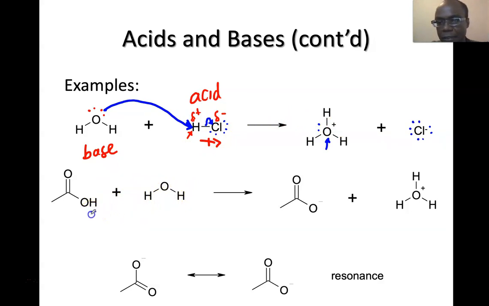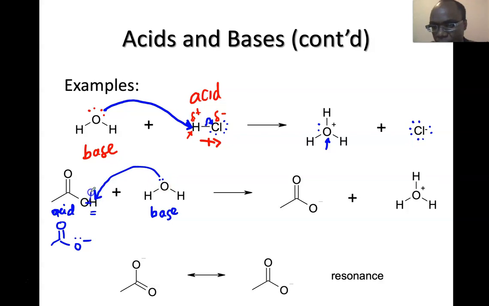I would say this is the most acidic, because once I lose it, I'm gonna get a conjugate anion which is resonance stabilized. So this will play the role of the acid. That's how you know which is the acid, which is the base. And this will play the role of the Bronsted-Lowry base, which means this will be the proton acceptor. It's accepting. And then this will be the proton donor.